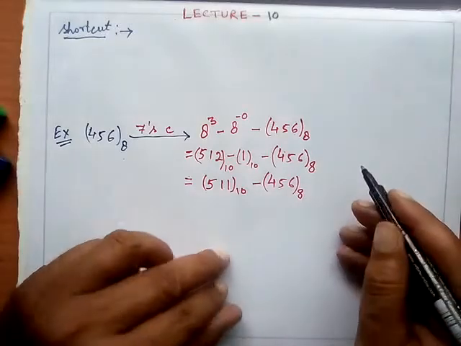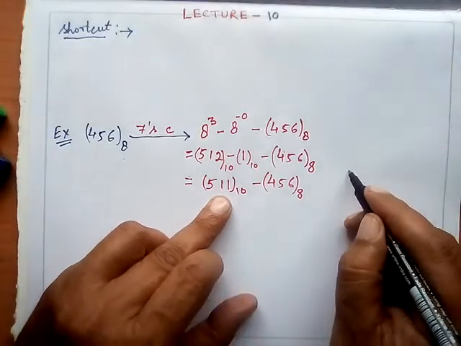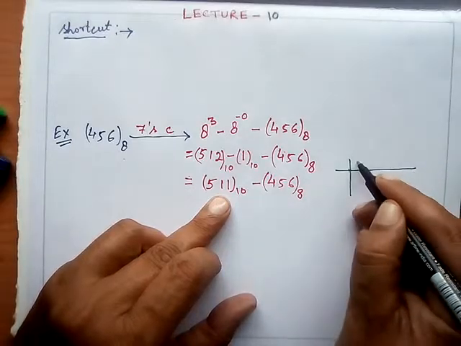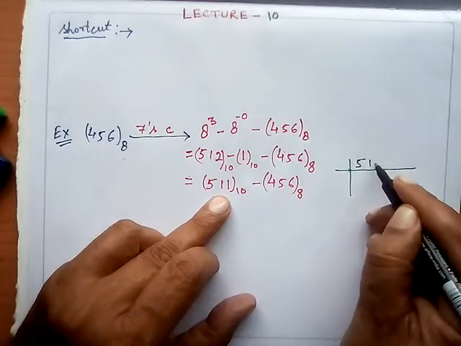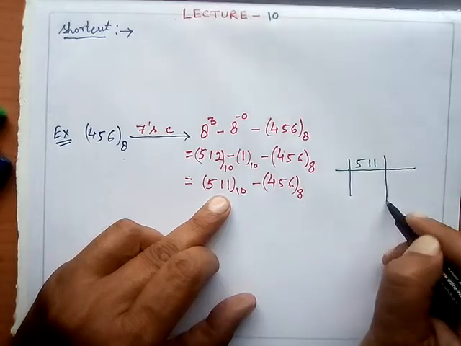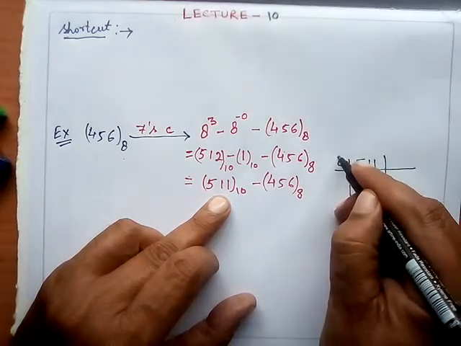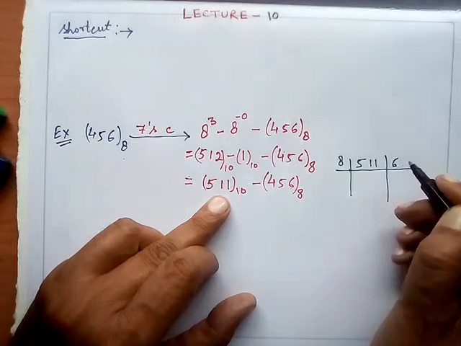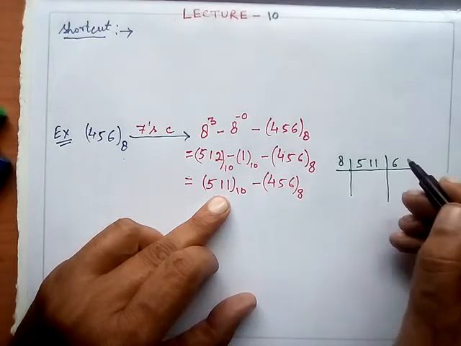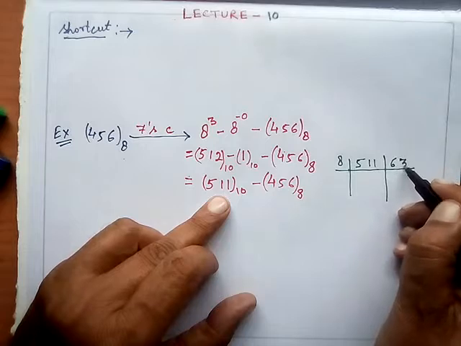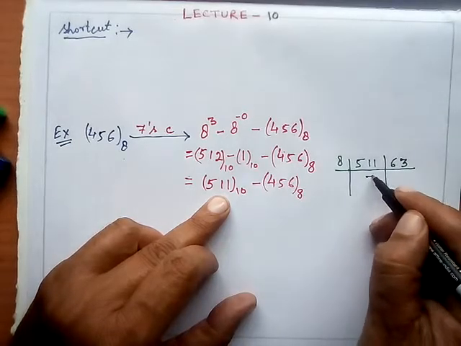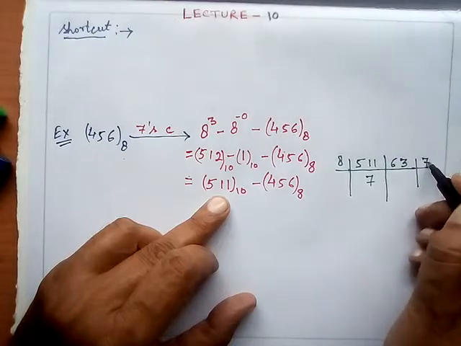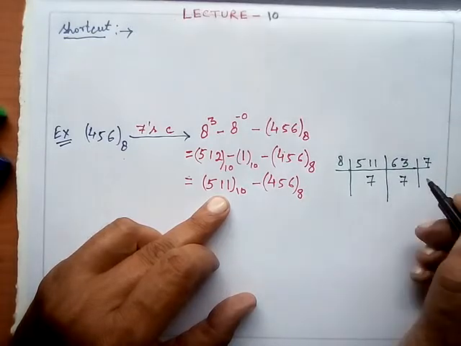So just see what I am doing. I am converting this 511 base 10 into base 8. I divide this by 8. 8 6s are 48, remainder is 3. 8 3s are 24 and 7 is 31. Then 8 7s are 56 and the resulting number is 7.